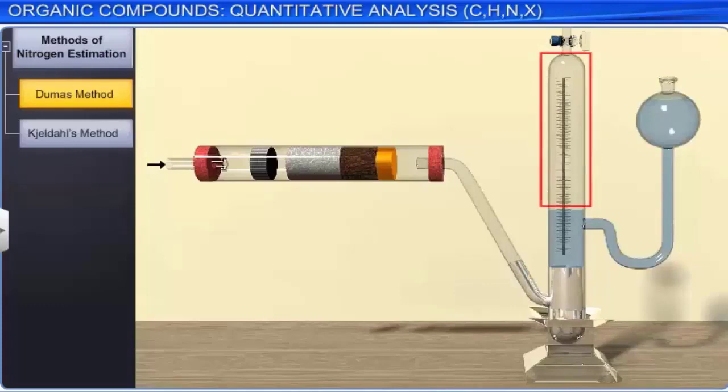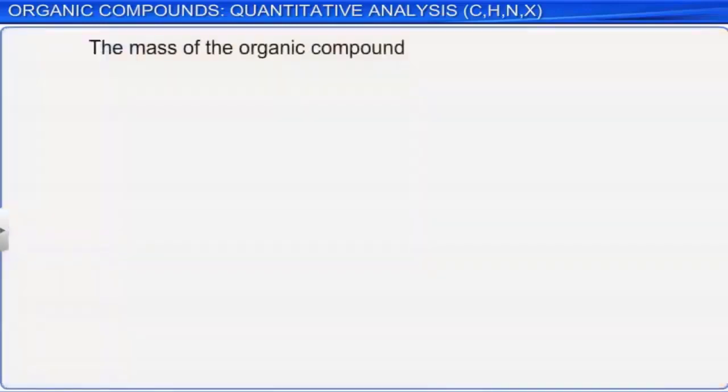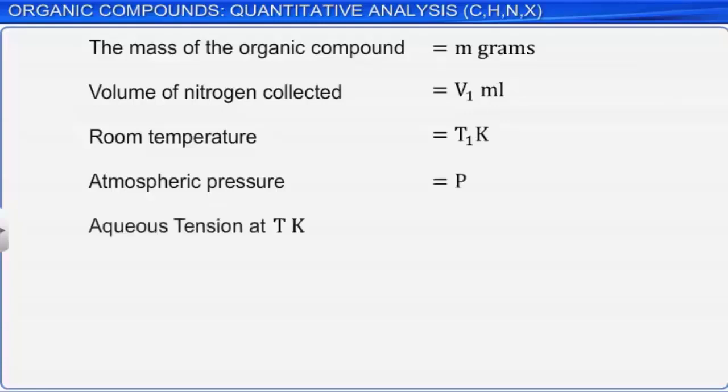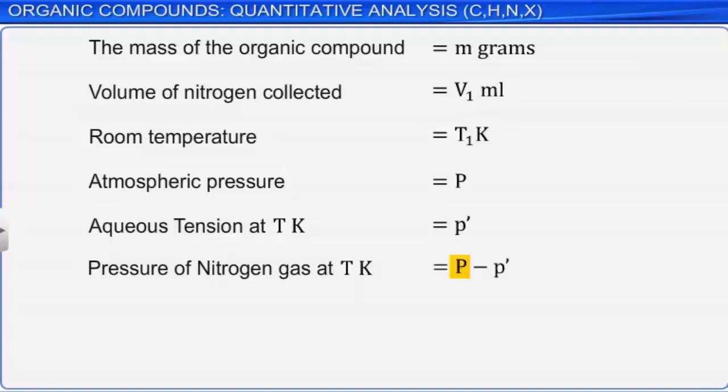If the mass of the organic compound is m grams, the volume of the nitrogen collected is V1 ml at room temperature of T1 Kelvin. The atmospheric pressure is P and the aqueous tension at T1 Kelvin is P dash. Then the pressure of nitrogen gas at T1 Kelvin is atmospheric pressure P minus aqueous tension P dash. Let this be equal to P1.